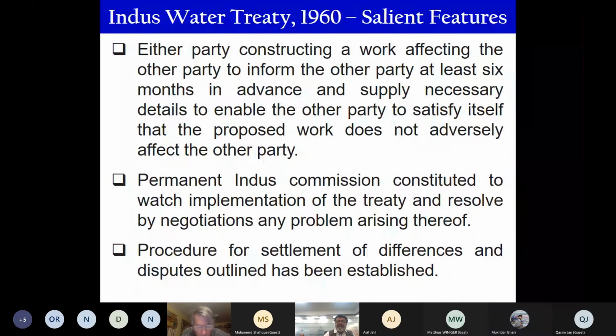Disputes are resolved by a commission constituted for the implementation of the treaty, by negotiation.